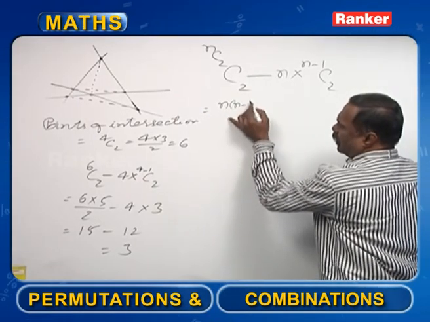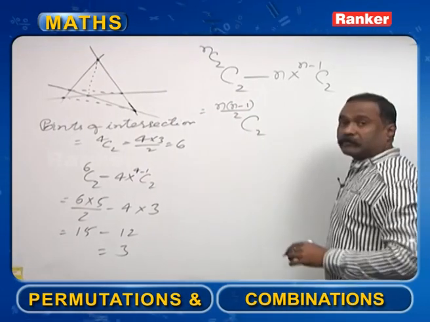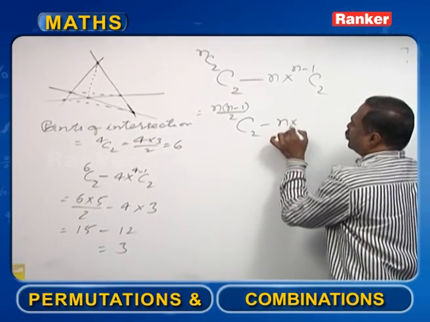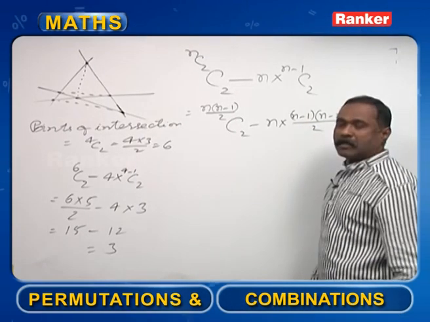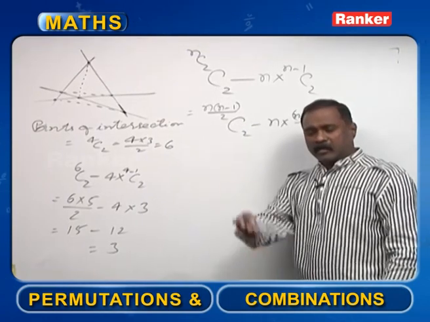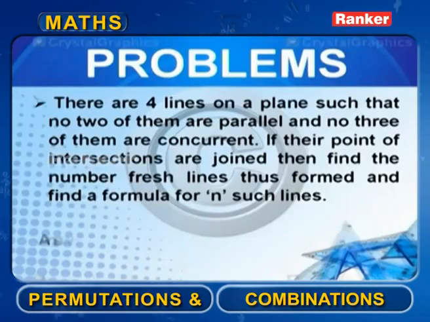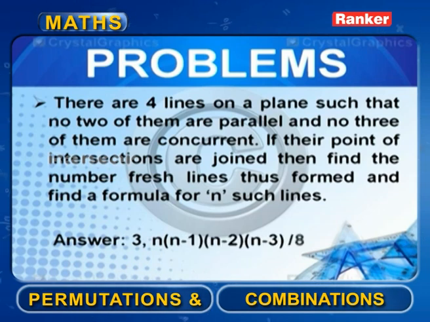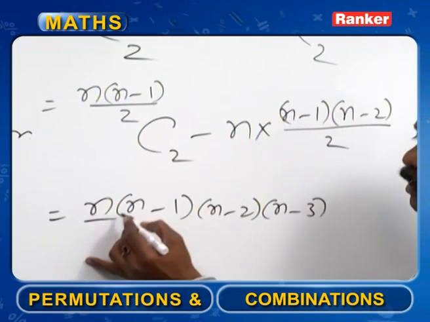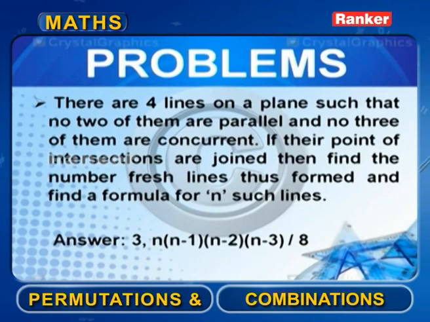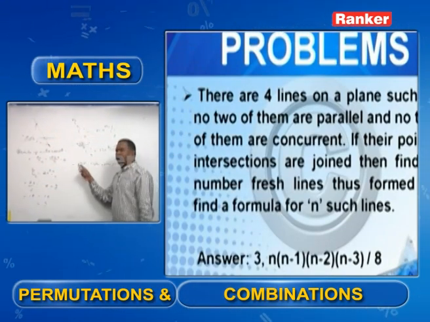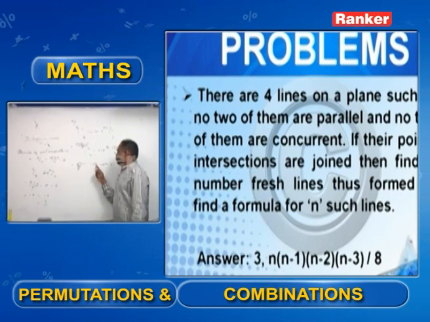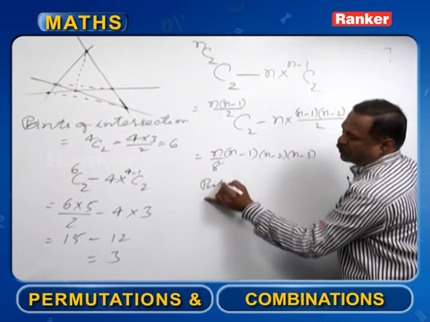This is (n(n minus 1)/2)C2 minus n into (n minus 1) into (n minus 2) upon 2. If you simplify, you will get the answer: n(n minus 1)(n minus 2)(n minus 3) upon 8. You can see the answer there. Here the answer is 3 for 4 lines. For n lines it is n by 8 into (n minus 1) into (n minus 2) into (n minus 3). You can check it for this one also. If you put n equal to 4 here, 4 into 3 into 2 into 1 upon 8.